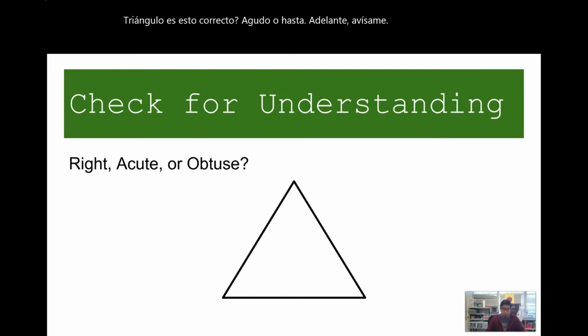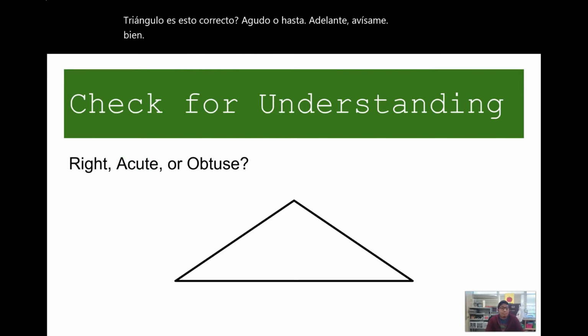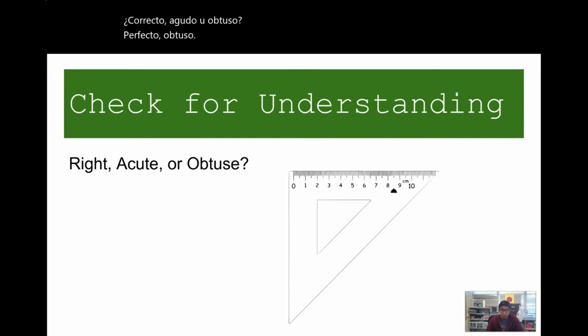Good. Oh, it's an acute triangle. Next one. Right, acute, or obtuse? Perfect, obtuse. Ooh, now it's not. Now they're real pictures. What do you think this is?